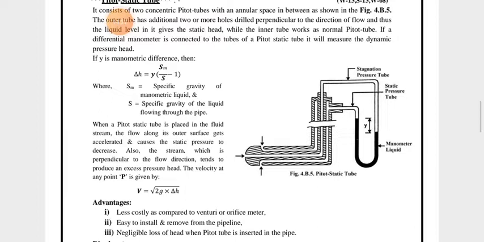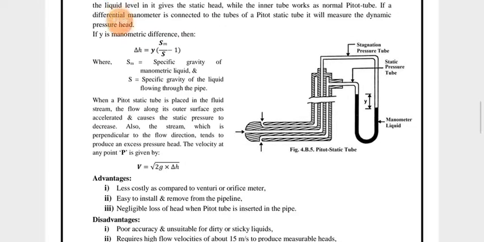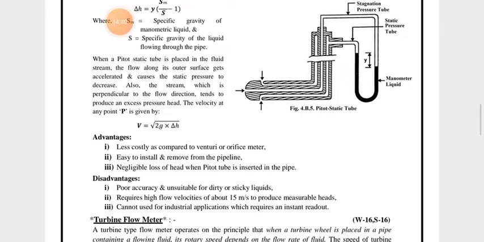Also the stream which is perpendicular to the flow direction tends to produce an excess pressure, and the velocity at any point p is given by v equal to square root of 2g into delta h, which is nothing but for the measurement of velocity.